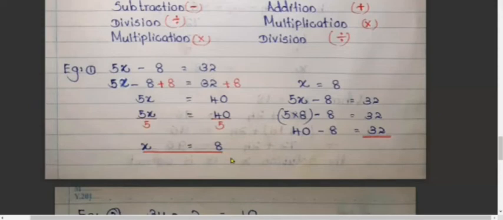8. Now we are going to check whether our answer is correct. X equals 8. Right? 5x minus 8 equals 32. 5x, 5 multiplied by 8, because we found the value of x. 5 multiplied by 8 is 40. 40 minus 8, 32. Now you can see your answer is correct.